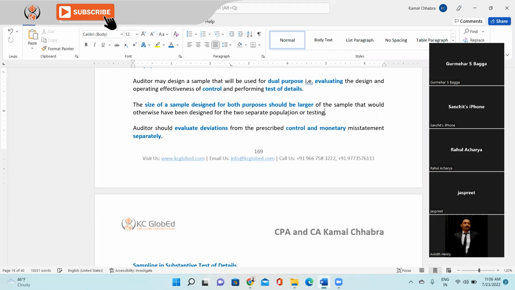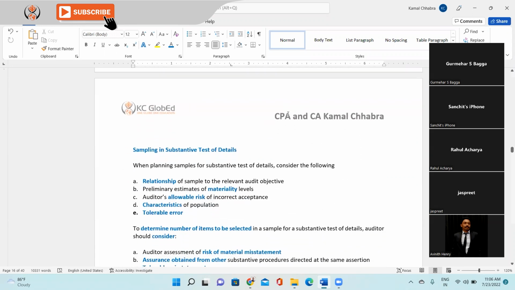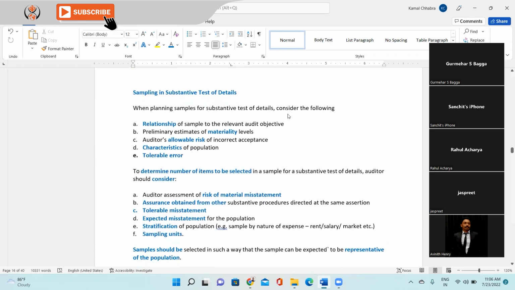Right? Auditor should evaluate the deviation from prescribed control and monetary misstatement separately. So here, if you found any mistakes in attribute, then it will go into the test of control. If you found any misstatement in value, then it will go for a test of detail. Right? Sampling in substantive test of detail.